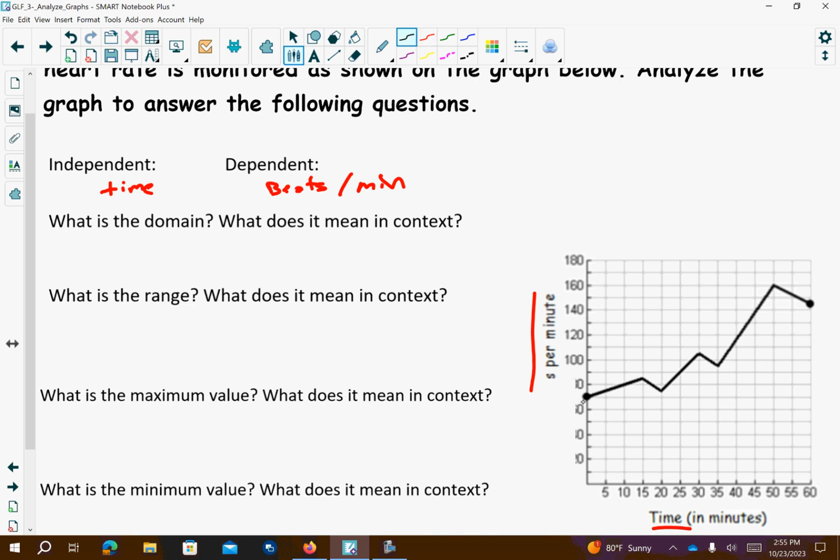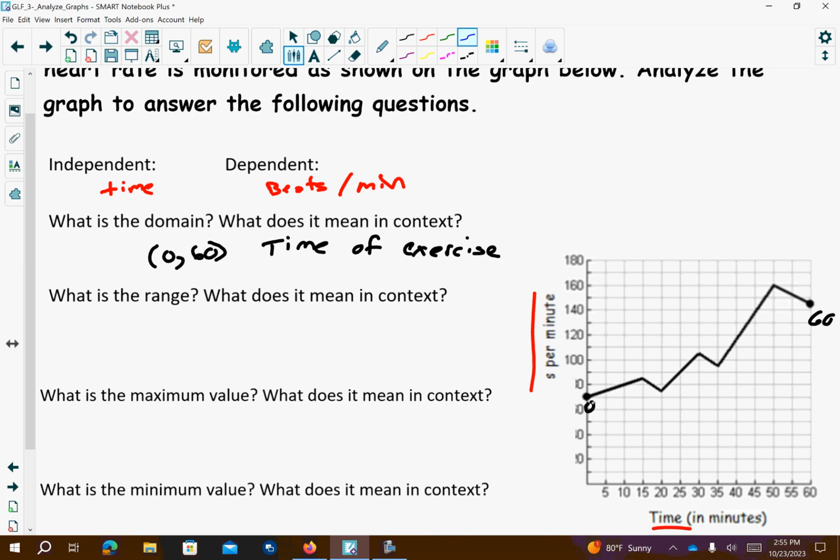Again, what is our domain? So this is starting at 0, and then it goes all the way to 60. So my domain goes from 0 to 60. Okay? This means the time of exercise. So he exercised for 60 minutes.